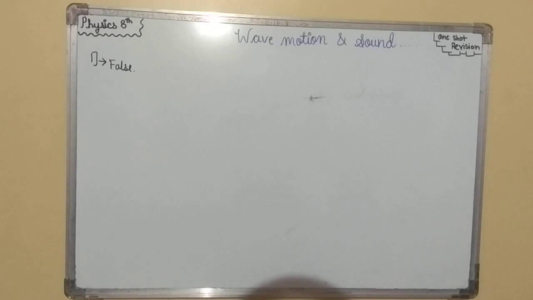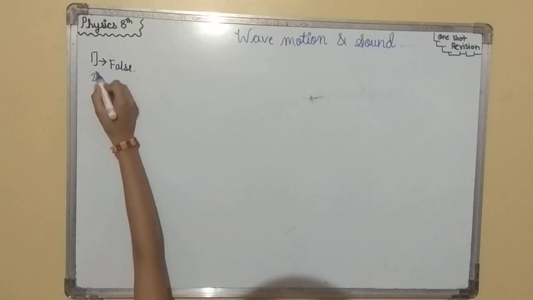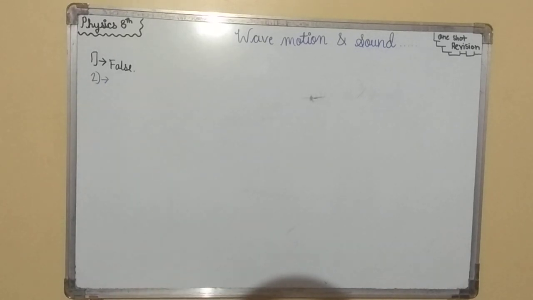Second question is, in a wave, a particle is vibrating such that it takes a time of x seconds to go from one extreme to another. The distance between a crest and the next trough is y meters. Then find the frequency, wavelength and the velocity of the wave.